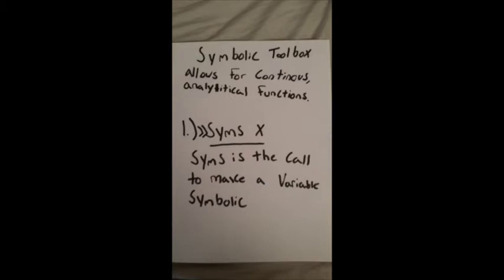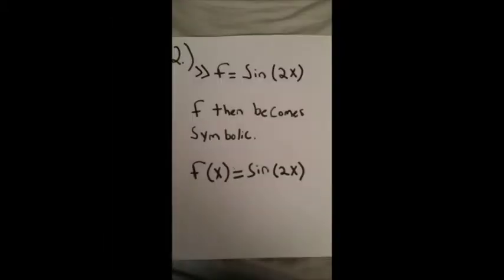It also offers many intrinsic functions. The first one is SYMS, and then the variable. SYMS is the call to make a variable symbolic. Symbolic variables are important because they allow the function to work with strings. When plugging a symbolic variable into a function, such as f equals sine of 2x, f then becomes symbolic as well. For example, you have f of x equals sine of 2x.